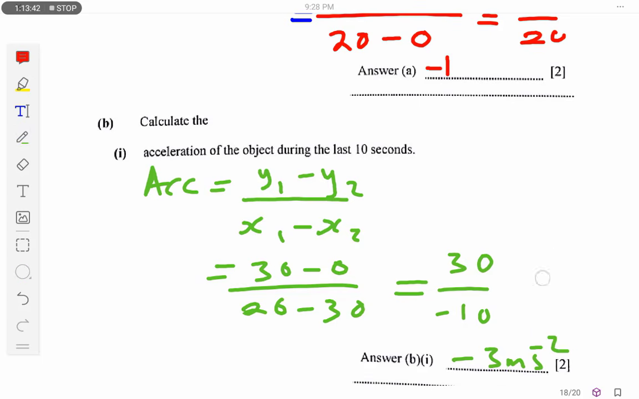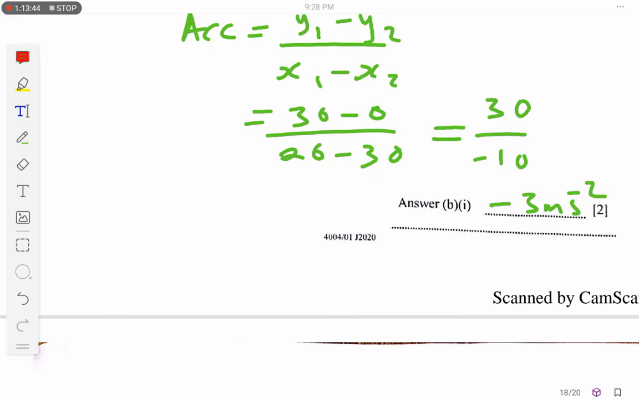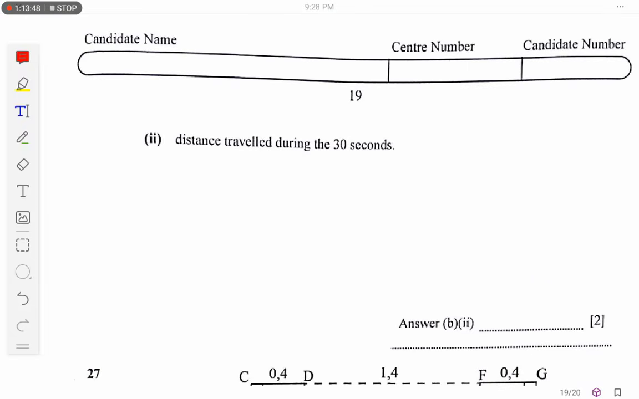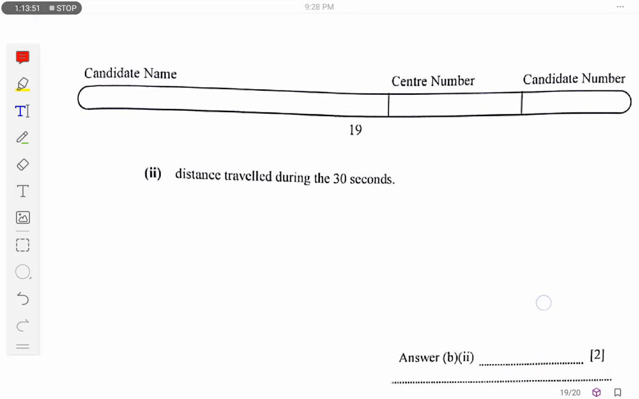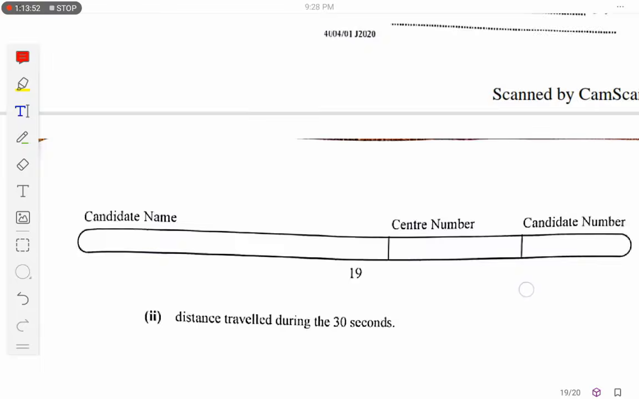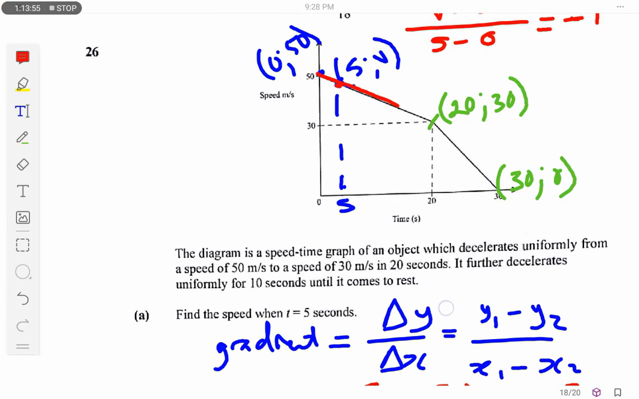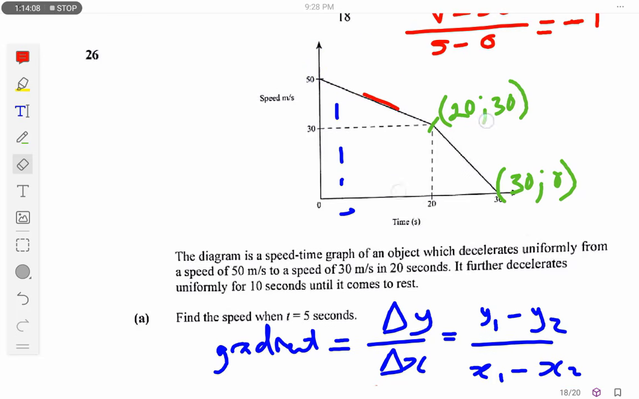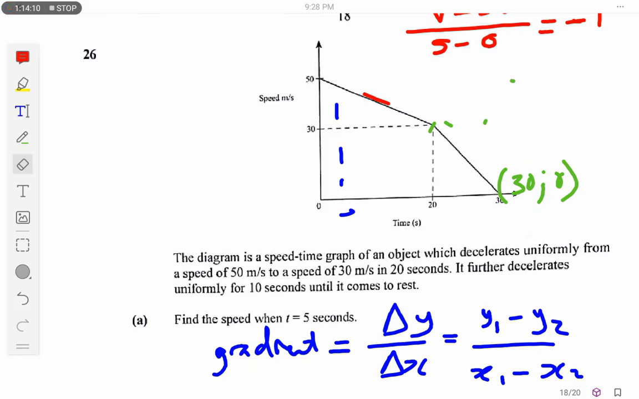It's going to be meters per second squared. Okay, so that's that part there. Now let's go to the last question. It's now saying the distance traveled during the 30 seconds. So basically, when we are dealing with the distance traveled in the 30 seconds, it's basically the area under the graph. Because you find out, in a speed-time graph, the area under the graph will give you the distance. Okay, so basically that's how we get our distance.